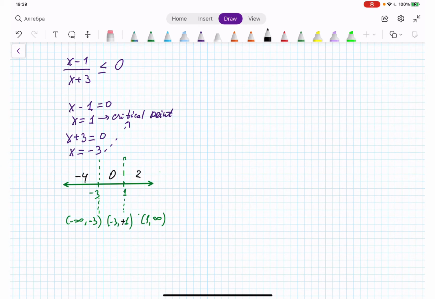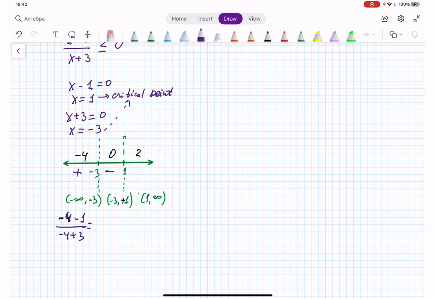For the first interval, negative 4 minus 1, and then negative 4 plus 3. Here we get negative 5, here negative 1, and that gives us positive 5, which is greater than 0. So this interval does not satisfy. It's positive.